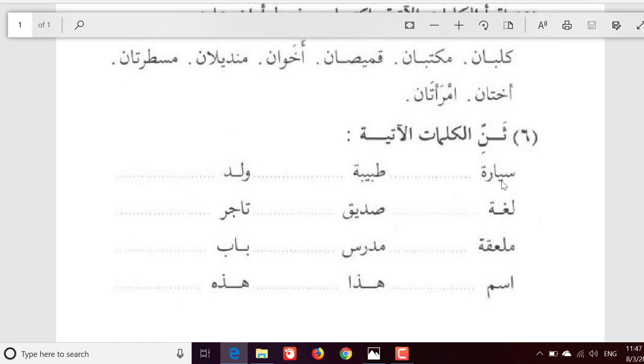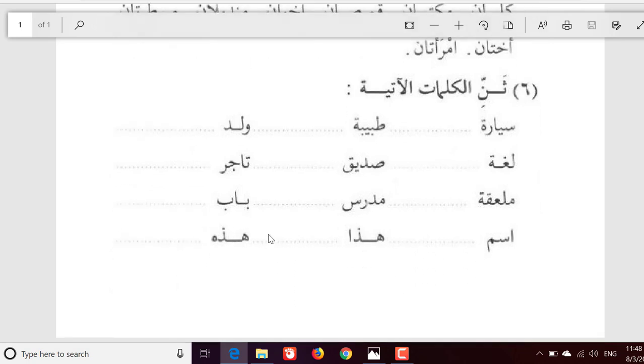So sayyara, sayyaratani, tabiba, tabibatani, waladun, waladani, lughatun, lughatani, sadiqun, sadiqani, tajirun, tajirani, milaqatun, milaqatani, mudarrisun, mudarrisani, babun, babani, ismun, ismani, hadha, hadani, hadhihi, hatani. Okay, so pretty simple lesson, not too complex.